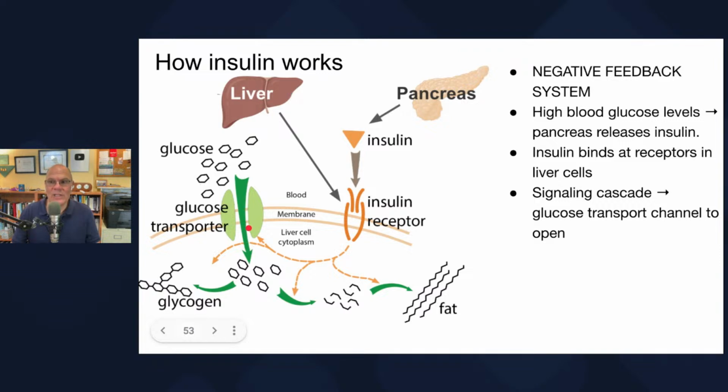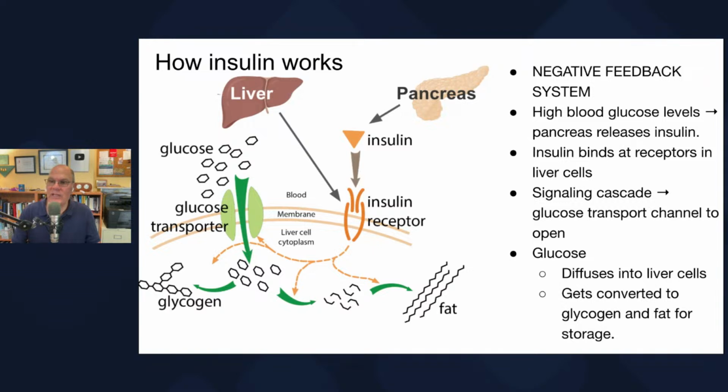So, what happens is that this glucose transporter is normally closed. But when insulin binds with the receptor, the transporter opens up and it allows the glucose that's in the blood to diffuse into the liver cells where it'll be converted into glycogen, a polysaccharide, or it'll be broken down into smaller pieces. And I'm just noticing that this is one, two, three, four, five, six.